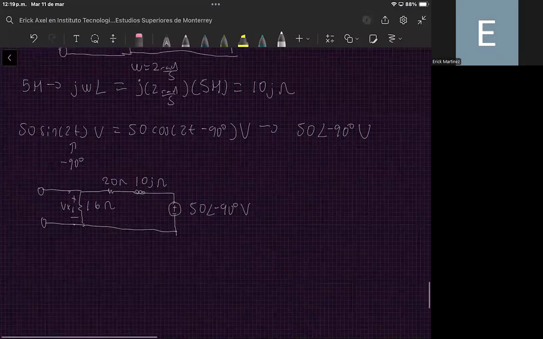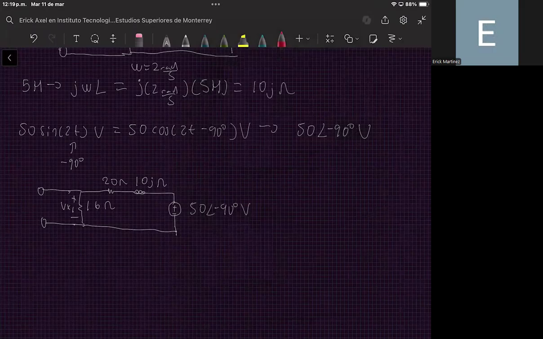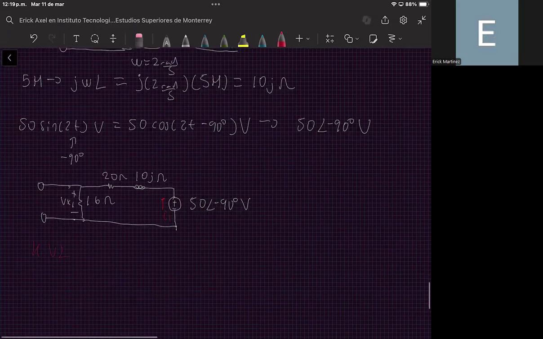Okay. Now, what else can we do? Well, what we can do is apply the Kirchhoff voltage law to this loop of the circuit. Okay, here we have a loop. And let's say that there is a current flowing that I will label as I1. So if I apply the Kirchhoff voltage law to this loop, I will obtain the following.